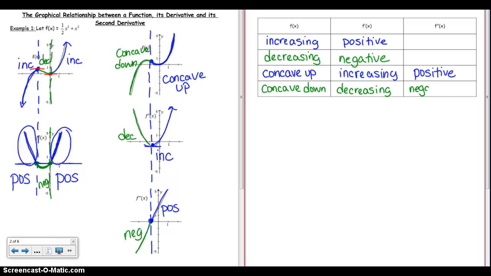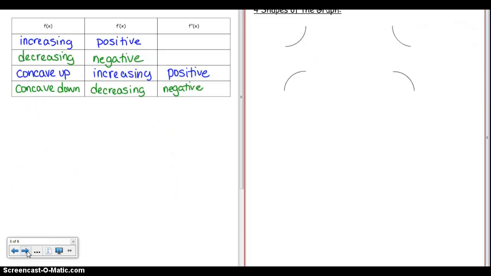This chart is going to be very important to things that we do in class. You are going to want to memorize this chart. We're actually going to quiz you on this chart. You will need to know this chart for the rest of the year, so please make sure that you have this chart down in your notes and that you memorize it. So let's look at the concavity shapes a little bit more. There's basically 4 shapes to the graph.